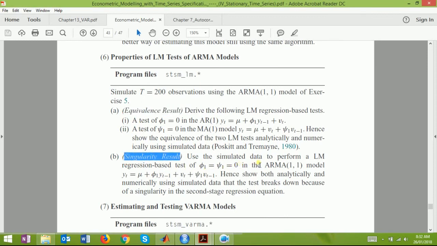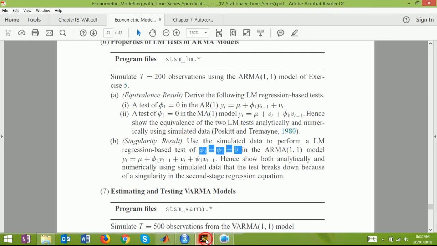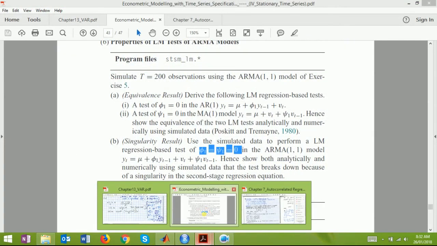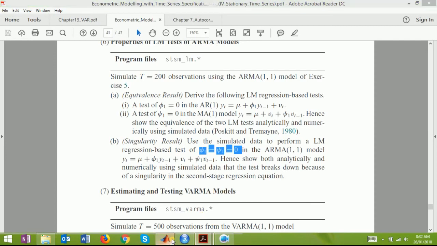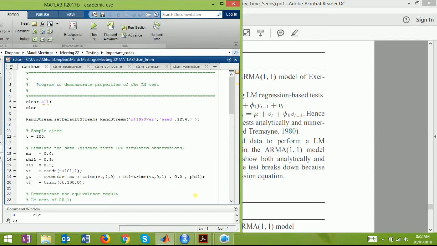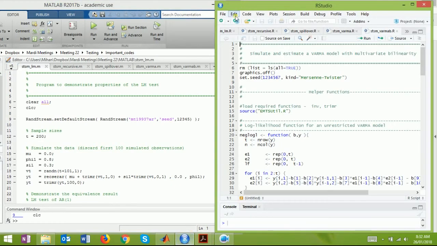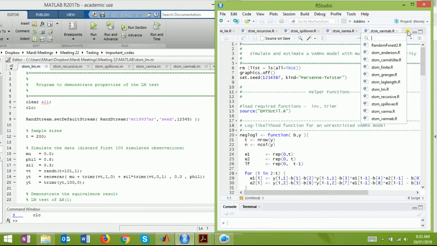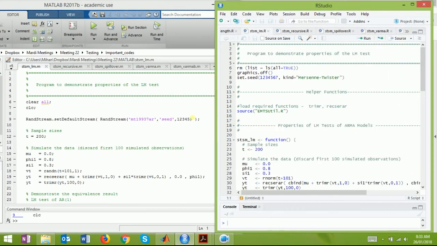Equivalence result. Then, singularity result. Use the simulated data to perform the LM regression based test in the ARMA 1-1 model, hence show both analytically and numerically using simulated data that the test breaks down because of the singularity in the second stage regression. We'll see what they're talking about, STSM LM in both cases. So we have STSM LM here and we have STSM LM. Okay.